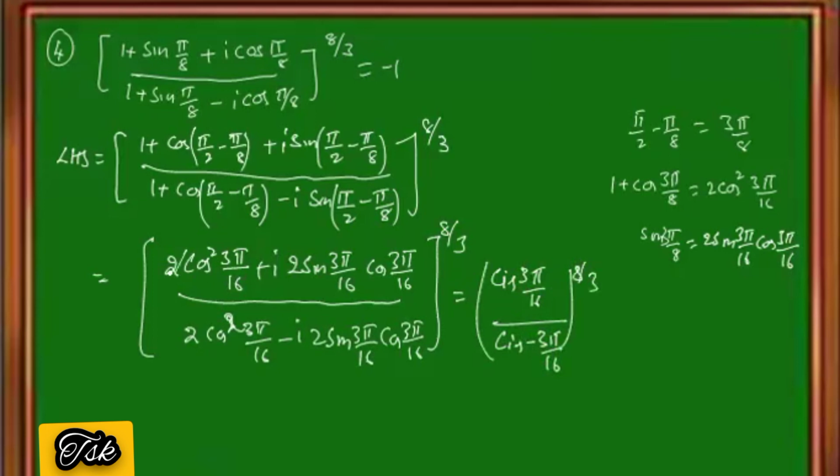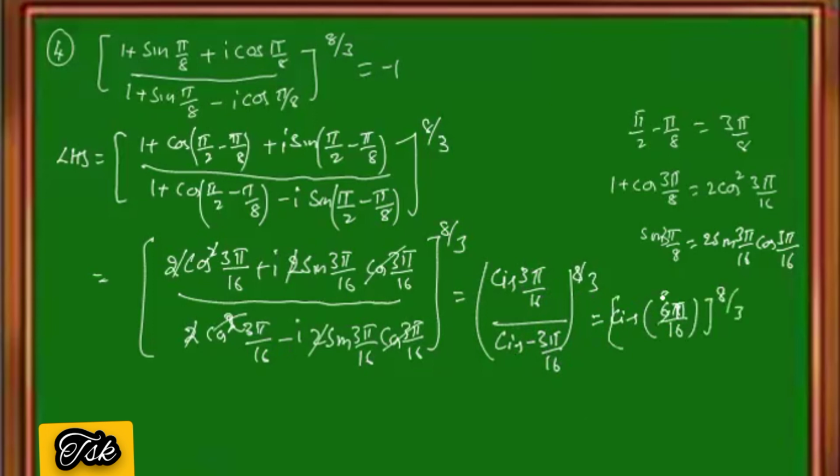So the 2 is common and cancels. Each cos 3 pi by 16 in numerator and denominator is cancelled. So we remain with cos 3 pi by 16 plus i sin 3 pi by 16, that is cis 3 pi by 16. Denominator is cis minus 3 pi by 16. Cis alpha by cis beta is cis of alpha minus beta. So this becomes 3 pi by 16 plus 3 pi by 16, I can write it as 6 pi by 16, whole to the power of 8 by 3.